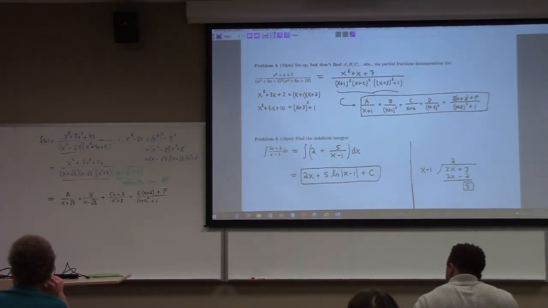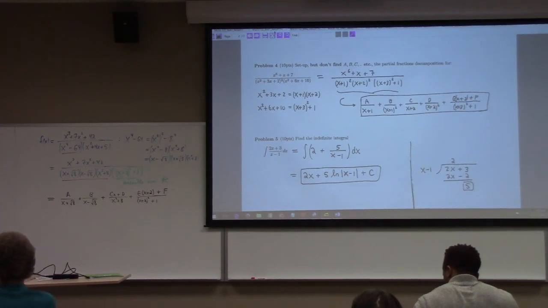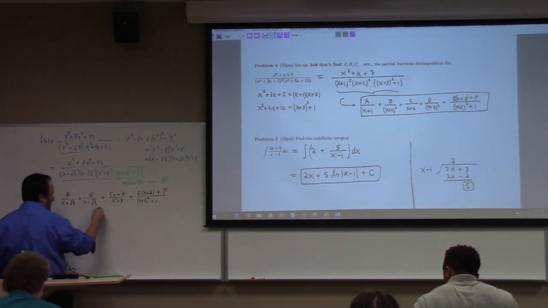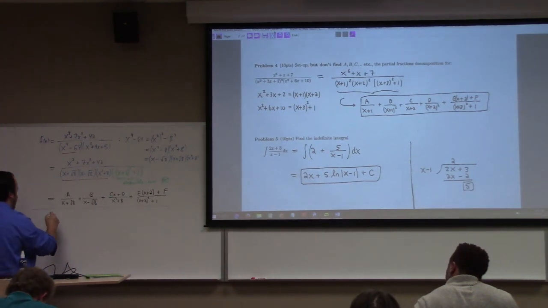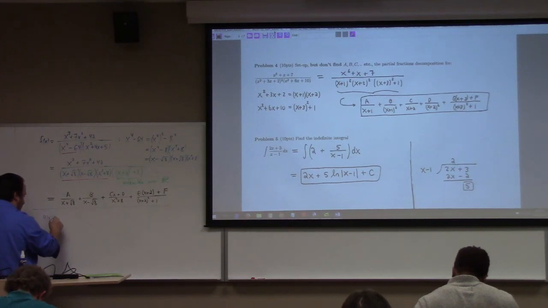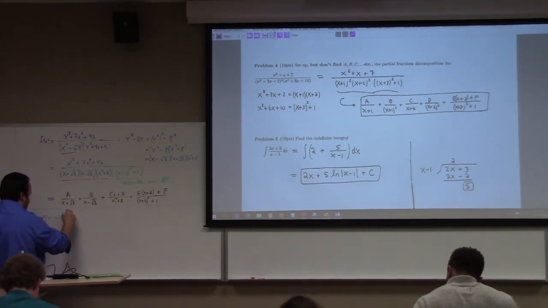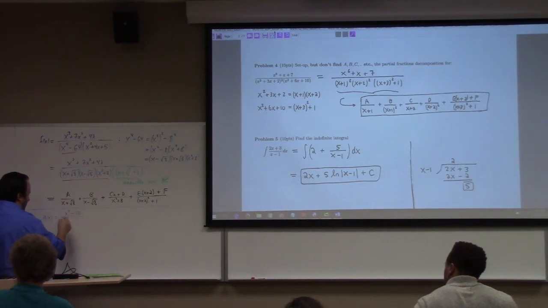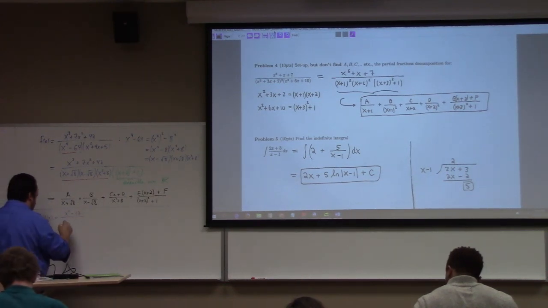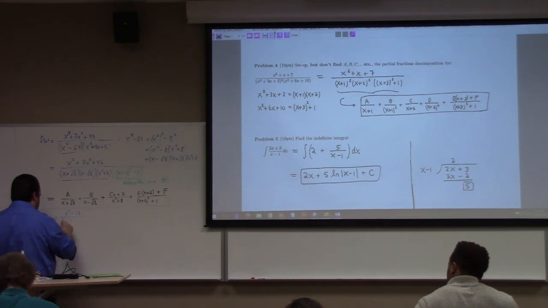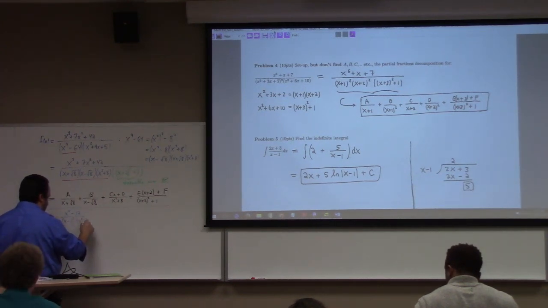We should do another one of these, right? How about this? What if I had, I'll make the factoring a little bit easier this time. What if I had g of x equals x to the fourth minus 17 divided by x minus 1 cubed times x squared minus 1.